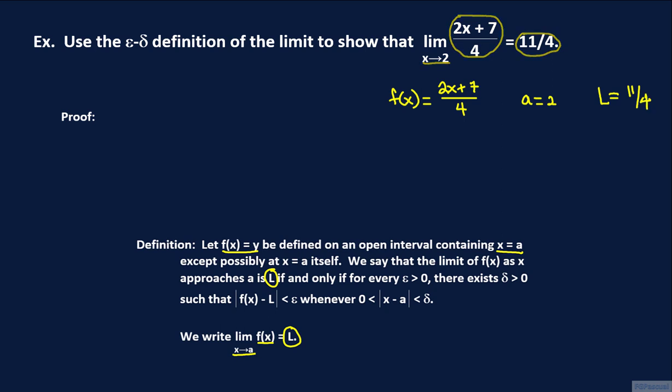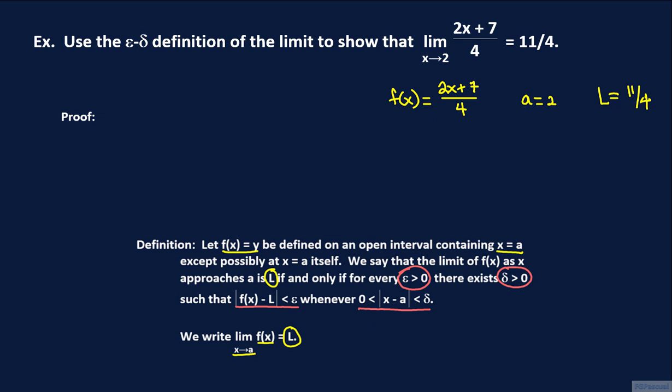The definition mentions a positive number epsilon and a positive number delta. Whatever positive value of epsilon we choose, we should be able to find a positive delta such that if the absolute value of x minus a is between 0 and delta, then the absolute value of f(x) minus L should be less than epsilon. The focus of the proof will be on the absolute value inequalities.